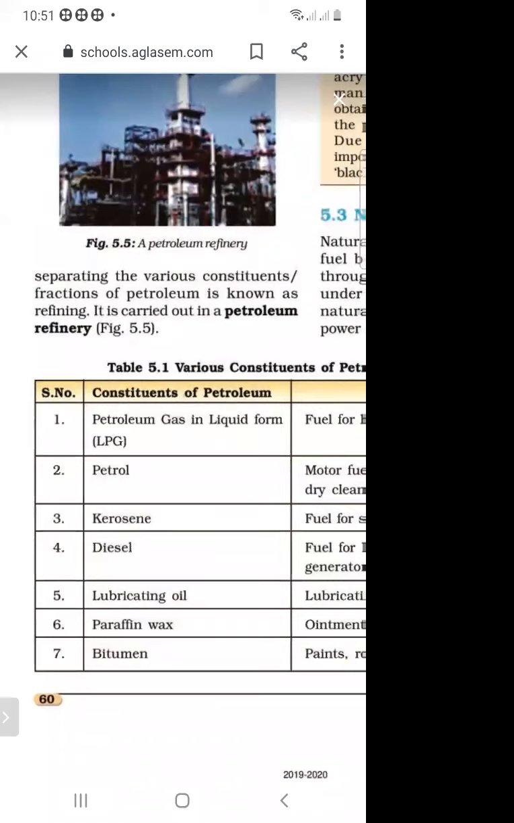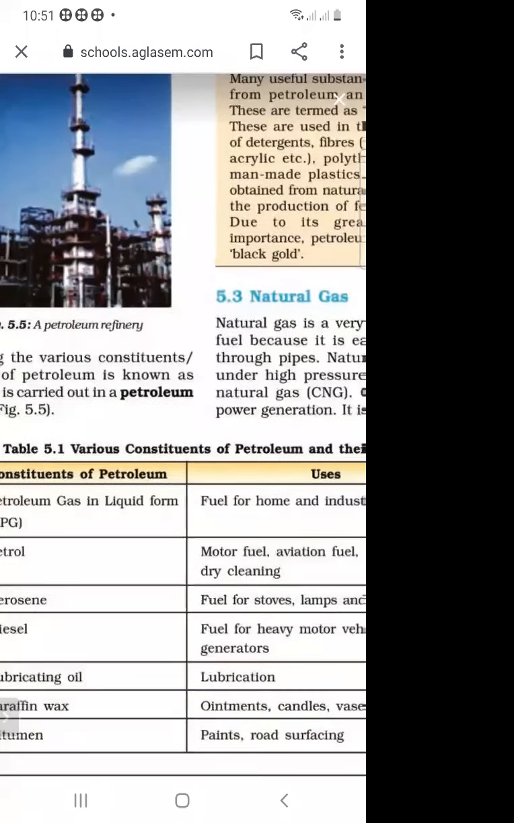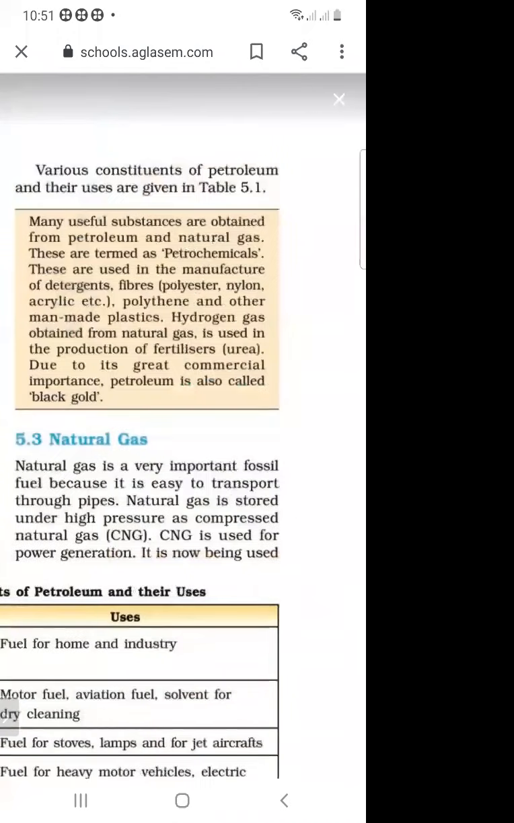In this petroleum refining, the various components of petroleum are separated in the refinery. Next, the various constituents of petroleum and their uses are given in table 5.1.